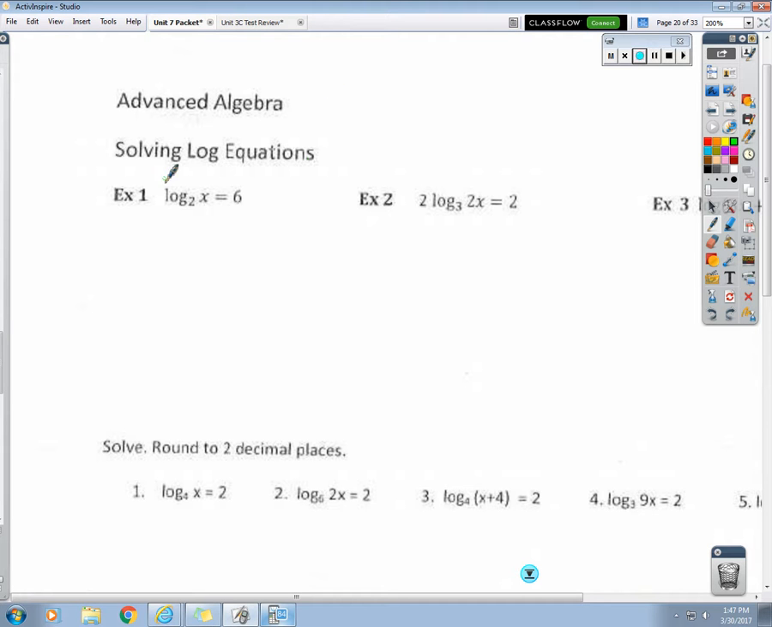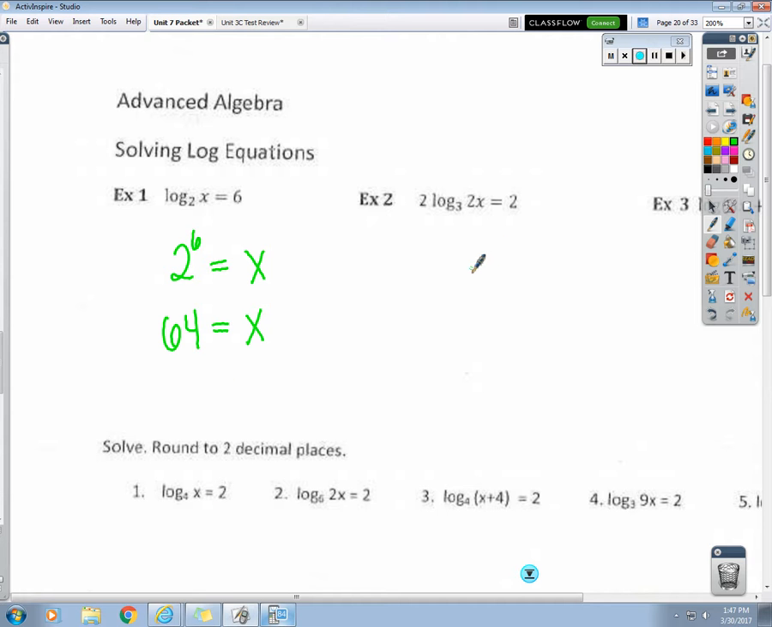This is in log form, okay? But it's regular log, not natural log. So when you rewrite this into exponential form, what will it look like? 2 to the 6th power equals x. And so that's your answer. You just have to actually evaluate 2 to the 6th and get the 64.